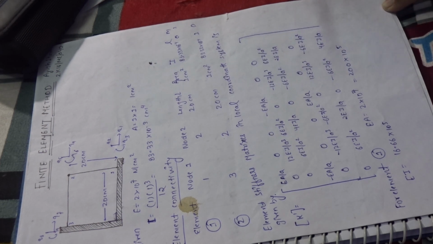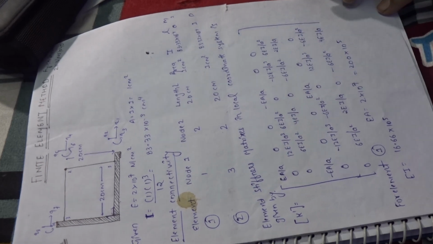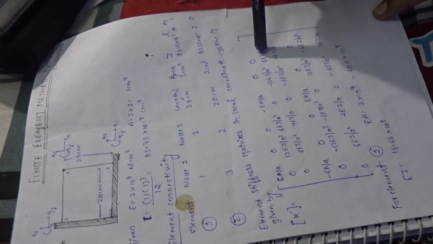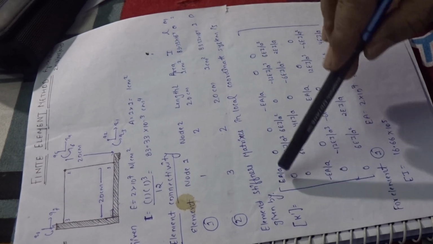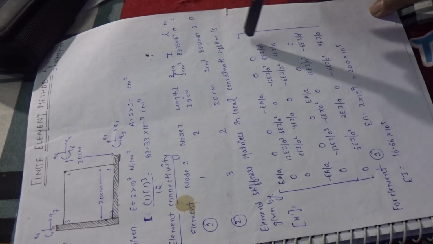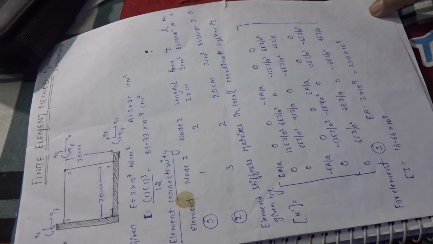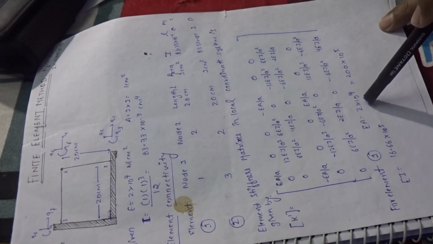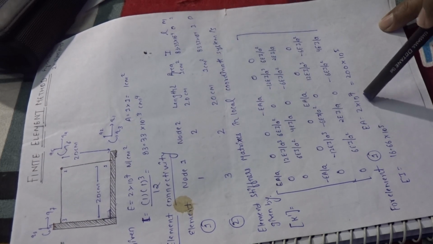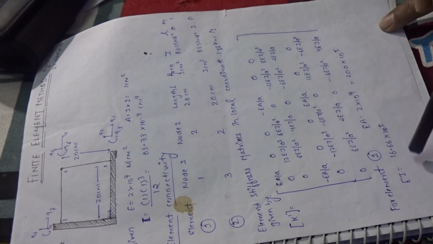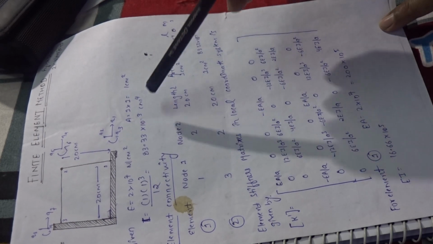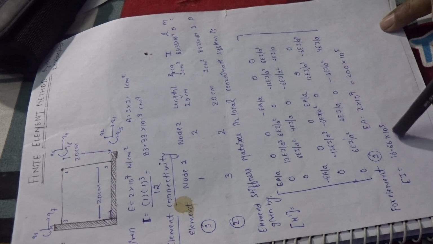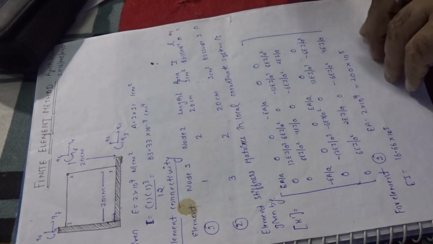I already discussed that a frame is considered a combination of the bar and the beam. So this part represents the bar and this part represents the beam. It is discussed in the theory of the frame. For element 1, the value of EA is 2 into 10 to the power 7, and EI is calculated, and when you calculate EI you will get these values.